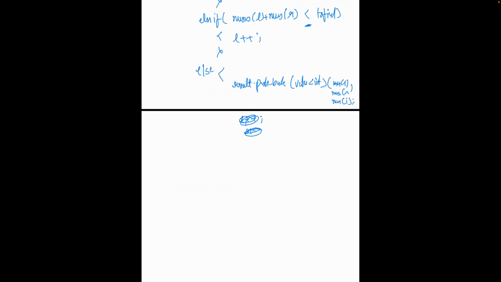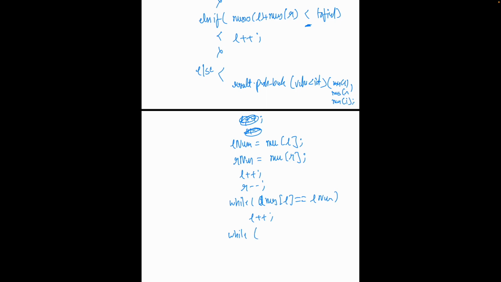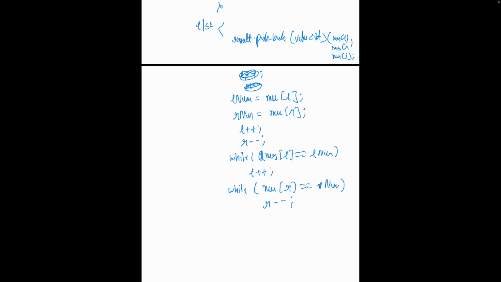So what I mean here is left num in this case becomes nums of L. R num becomes nums of R. Now, actually, I'm gonna erase this and I'm gonna say L plus plus, R minus minus, and I'm gonna run a small loop: while nums of L is equal to L num, L plus plus; while nums of R is equal to R num, we'll do R minus minus, and then we'll go out of this loop.